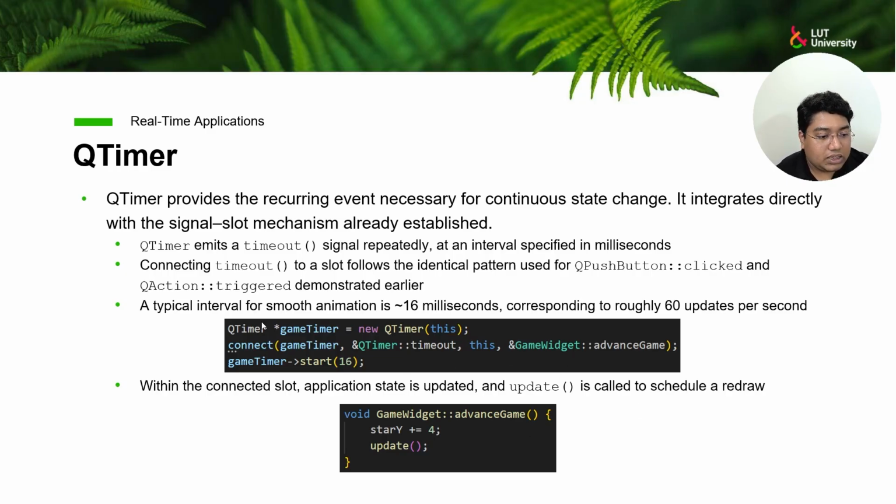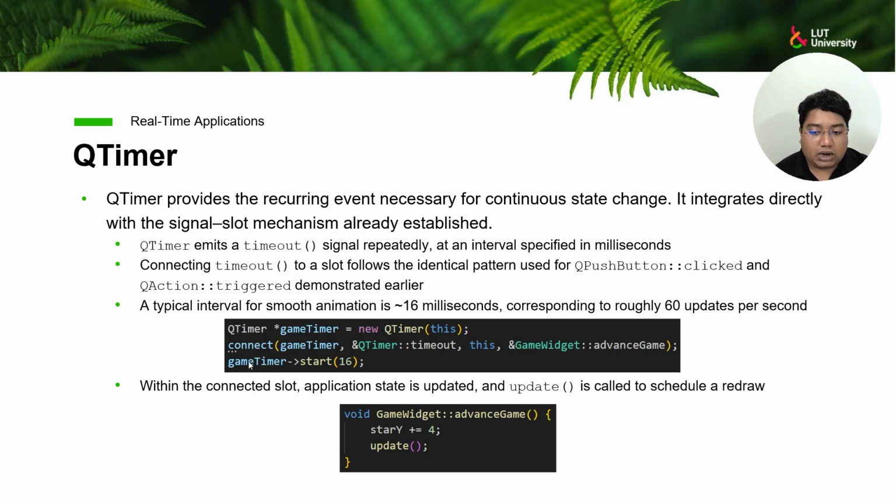So here, as you can see, we can create a game timer like this. This is our QTimer constructor. We are passing this here in the constructor. That means Qt manages its lifetime automatically. Now here we will connect the timer's timeout signal. Every time the timer expires, this function will get executed. Our function is advanceGame from GameWidget, which will increment the star's y by 4 and then call an update function. We will see later what the update function does.